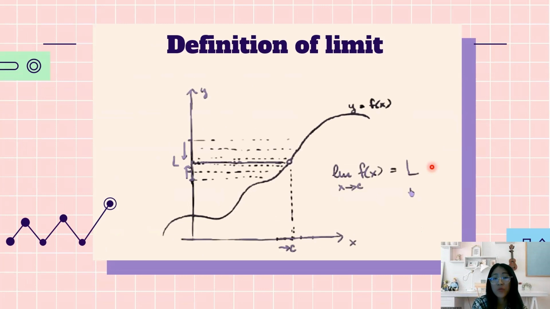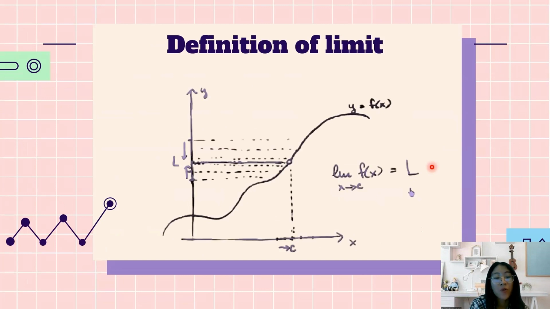But what happens as we get closer and closer to c from values of x that are greater than c? Well, when x is over here, f of x is right over there. When x is slightly closer to c, f of x is right here. X is somewhat larger than c, and you see once again it seems to be approaching that some value. And we call that value that f of x appears to be approaching as x approaches c, we call that value L, or the limit.